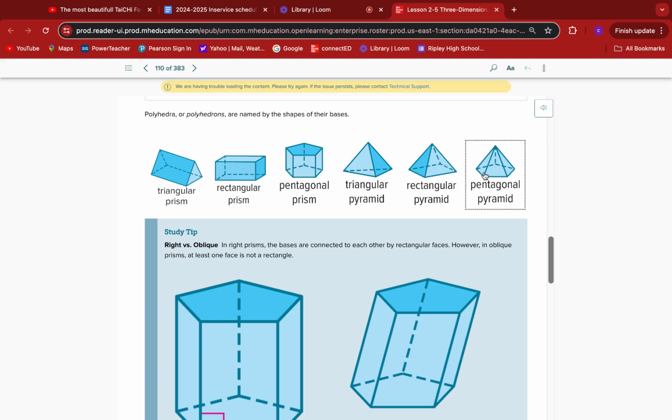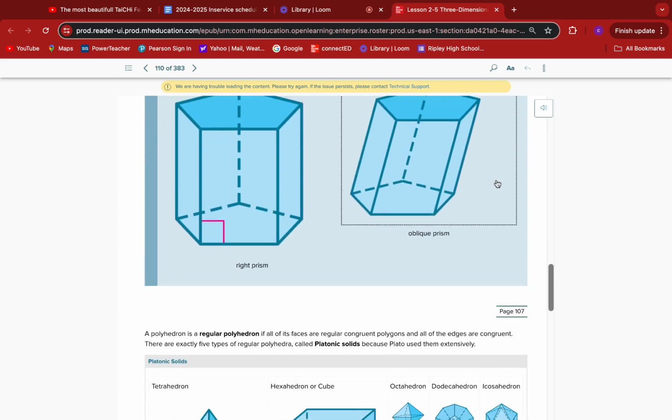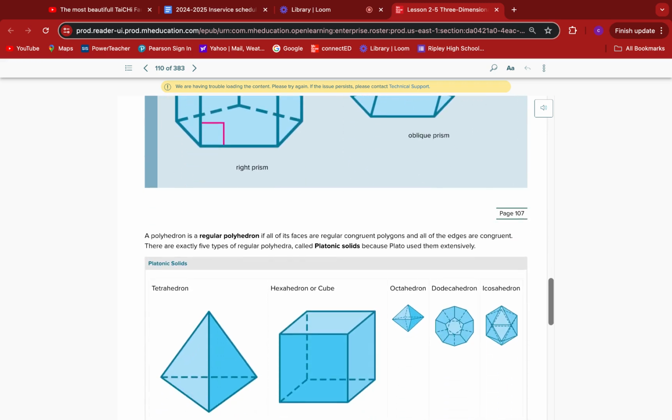Here are three different types of pyramids. A pyramid is different than a prism in that it has a vertex at the top and not another base like a prism does. So this is a triangular pyramid because the base is a triangle, a rectangular pyramid because the base is a rectangle, and a pentagonal pyramid because the base is a pentagon. So if you have any questions about that, ask your teacher or leave me a message here on YouTube, and I'll be happy to maybe explain it better.